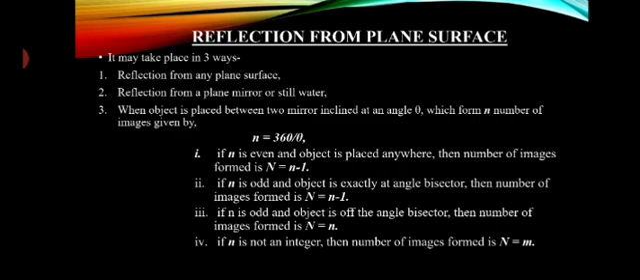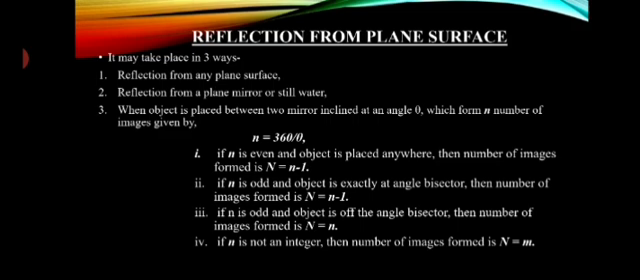Next is when the object is placed between two mirrors which are inclined at an angle theta. Now, if you place two mirrors at some angle theta, it may range anywhere from 0 to 360 degrees. So, when an object is placed between two mirrors, n number of images can be obtained with the help of a formula given by n is equal to 360 by theta, where theta is the angle between the two mirrors.